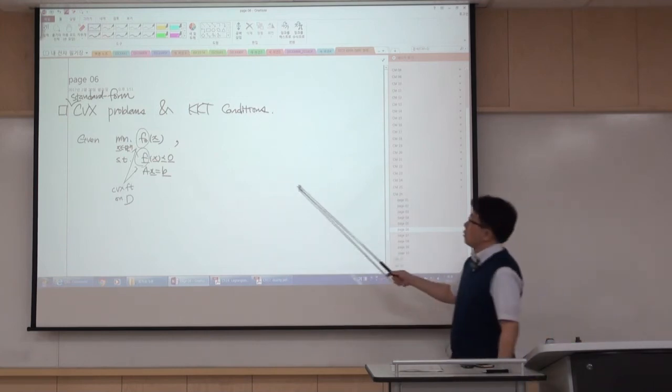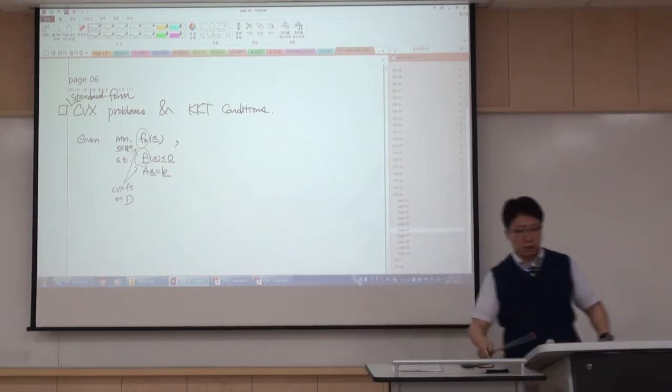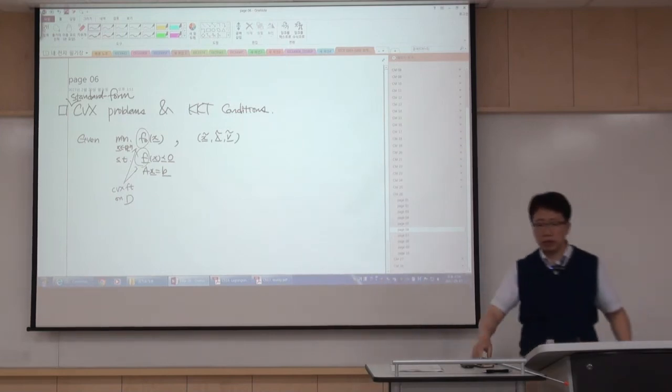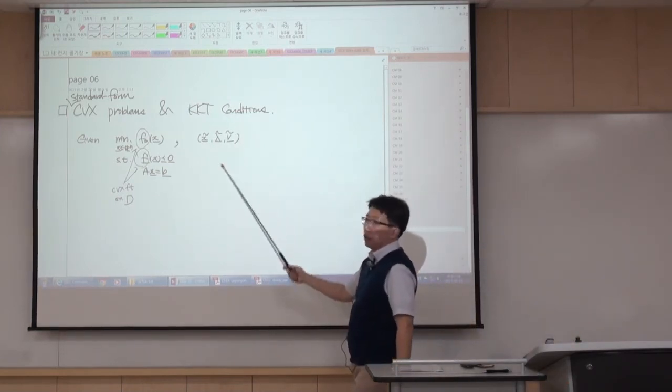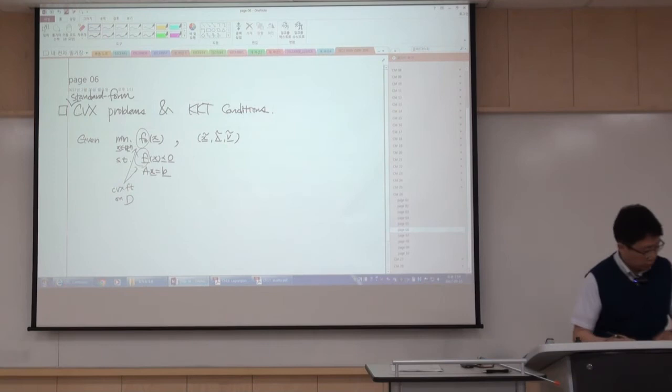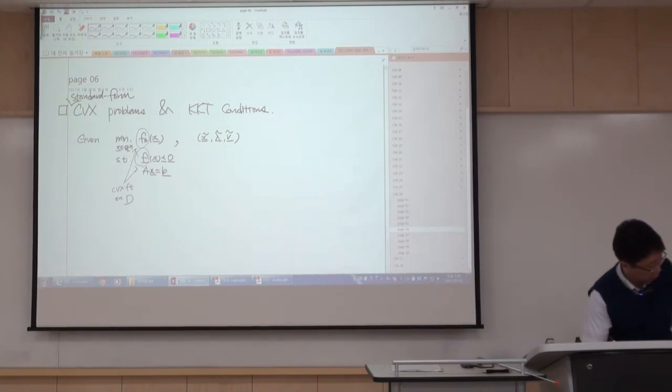Here goes another statement. X tilde, lambda tilde, nu tilde, a triplet of primal and dual variables, is optimal if and only if it satisfies the KKT conditions.